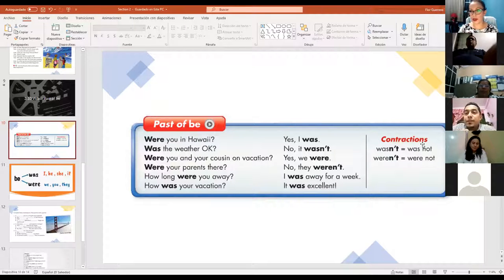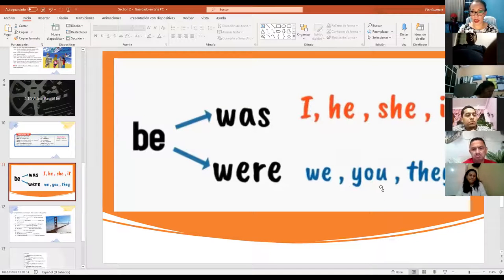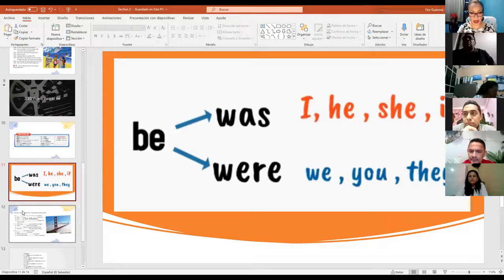And then we can also use short forms or contracted forms. We use wasn't as the contraction for was not, and weren't for were not. How do we use it? We use was when the subject is I, he, she, or it. We use were with the subject we, you, and they. As you see, we don't use the auxiliary did in this part, okay? We don't combine them. The simple past with the verb be is one thing. We don't use any other verb, only the verb be, okay? Is that clear? Yes.